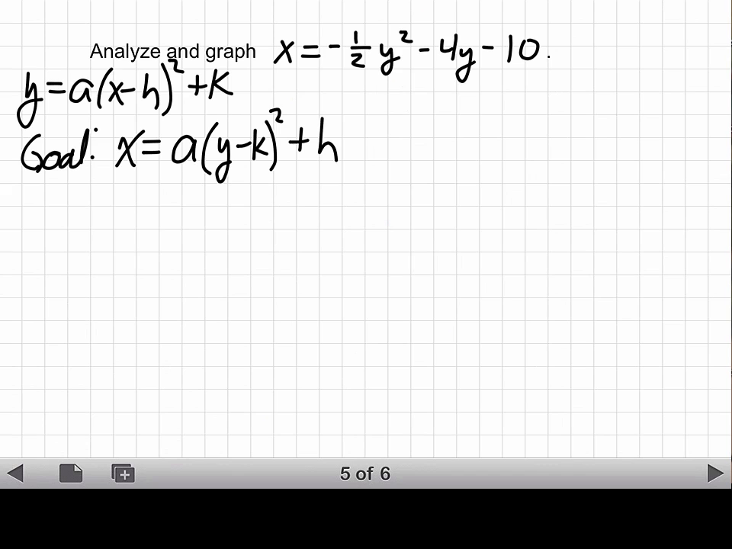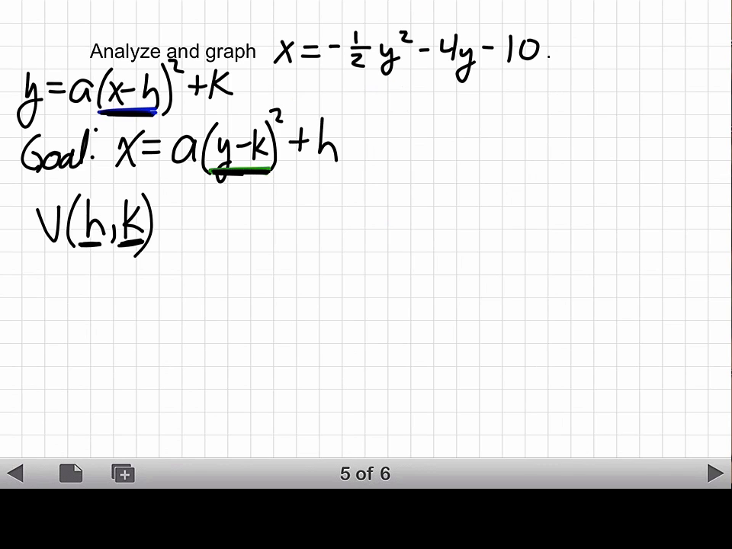I want to point out that x goes with h, and it'll always be the case that k goes with y. The vertex of the parabolas is always going to be h, k. In other words, the number that's with the y variable is the y coordinate of the vertex. The number that's with the x variable is the x coordinate of the vertex.